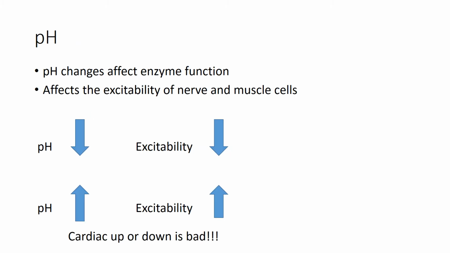Great slide that gives you an actual visual of what you're looking at. If we have a decrease in pH, then we're going to have a decrease in the excitability of the cell. If we have an increase in pH, then we'll have an increase in the excitability of the cell. But up or down, no matter what, it is bad for the heart. It's bad on our cardiac system.